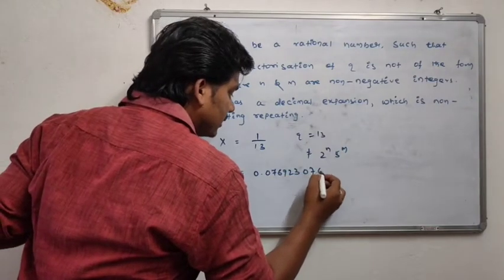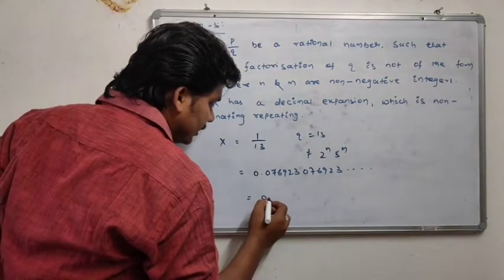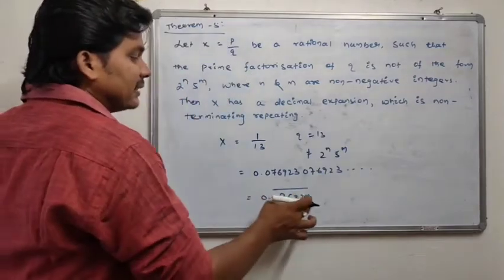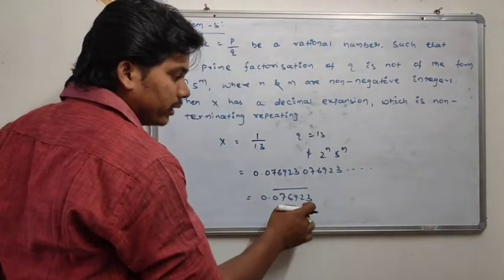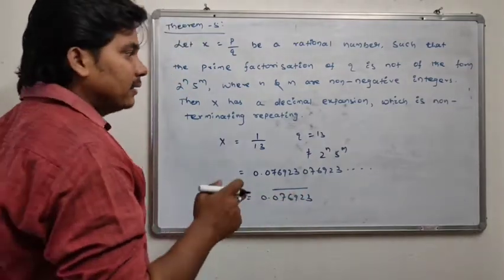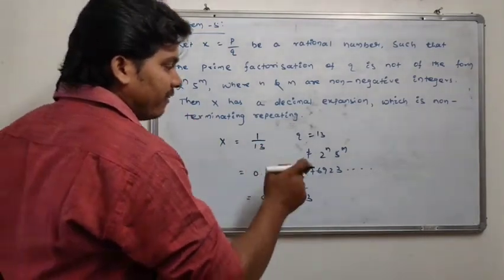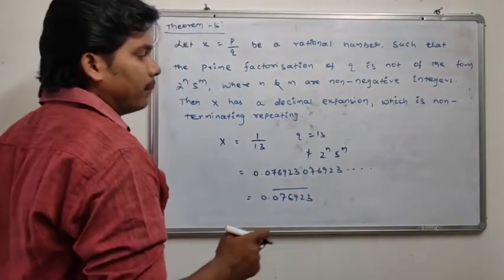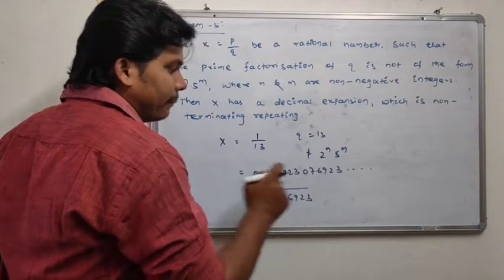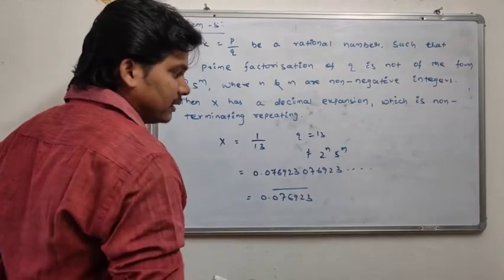0.076923, like that. That means it is 0.076923 bar. This means the block 076923 repeats continuously, or this is a recurring number. Whenever q is not in the form of 2 power n and 5 power m, then it is a non-terminating and repeating number. It never terminates, and it also repeats as well.